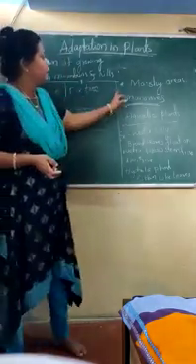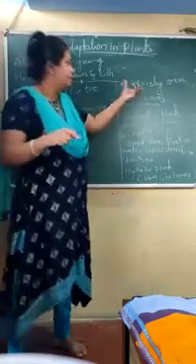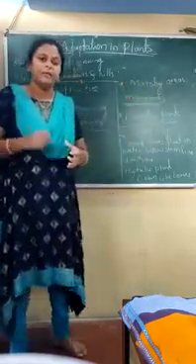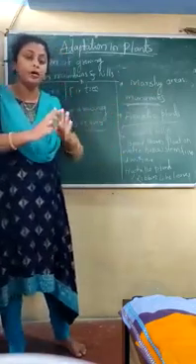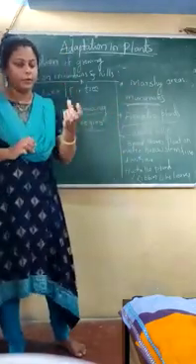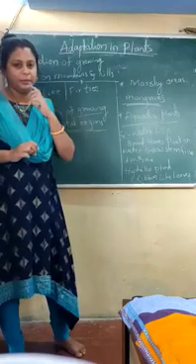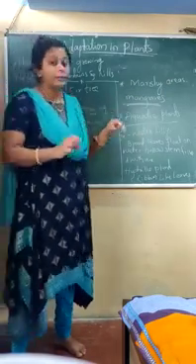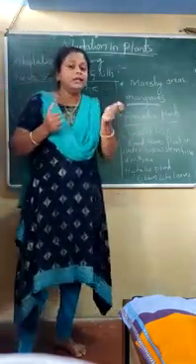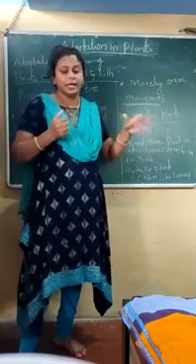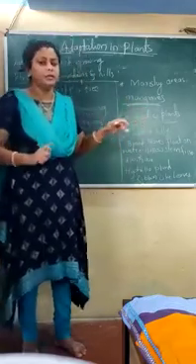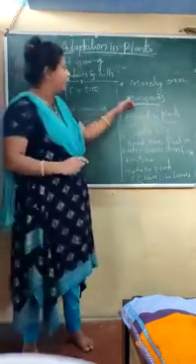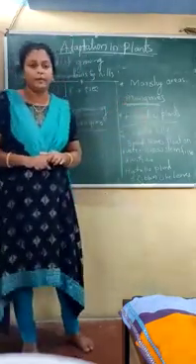Then next one, the adaptation of the plants in the marshy areas. Marshy area means the area which is always filled with water. Always watery substance will be there, and the soil will be very sticky, and a very small amount of air will be there inside the soil. In this area, whichever plants are going to grow, we call all those plants mangroves.